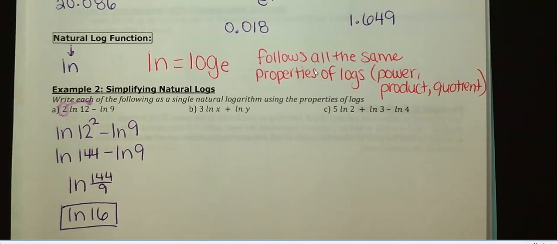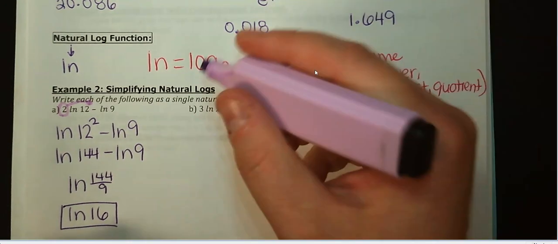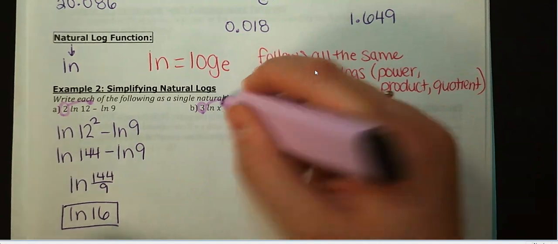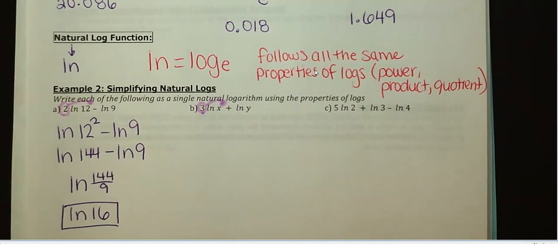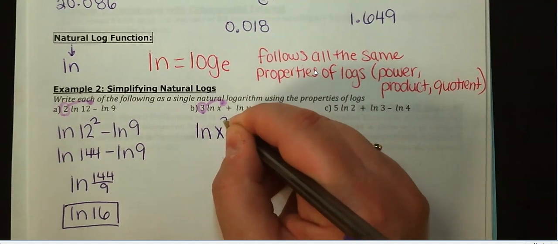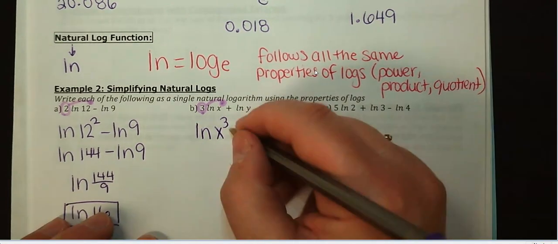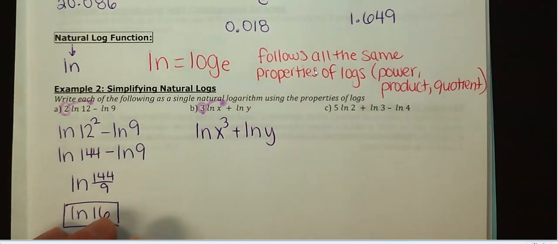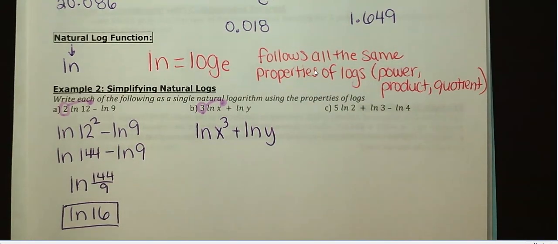All right, now, the one right next to this, I got some variables in here, but on this one, I'm going to apply the power rule again to that first term. So I got 3 times natural log of x. That's really natural log of x to the third. And then I've got the plus natural log of y. So now I just got 2, so we're going to push it down to 1.